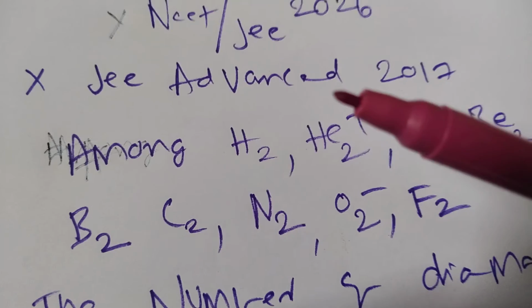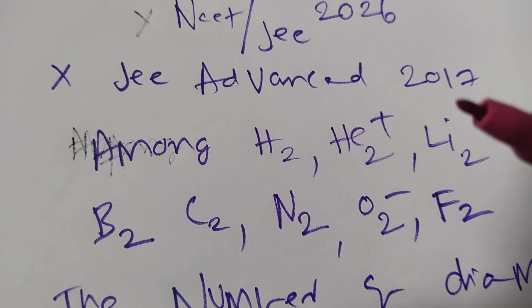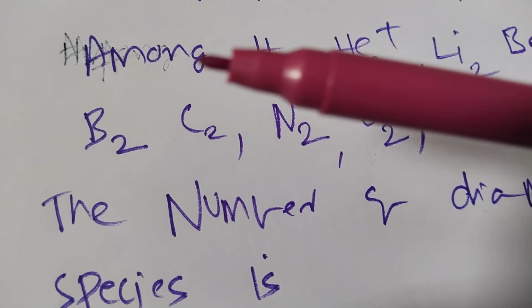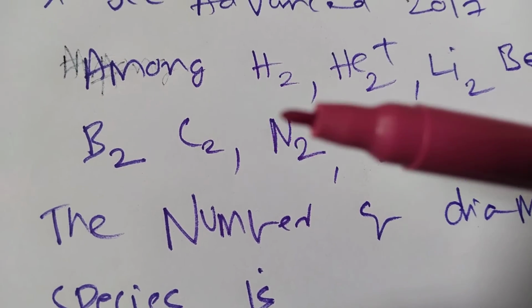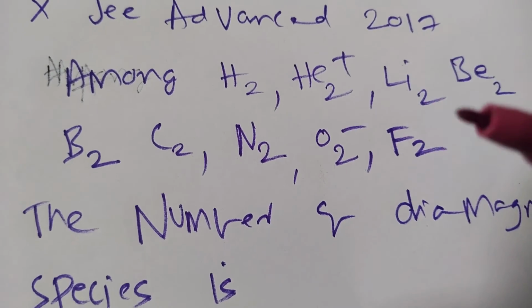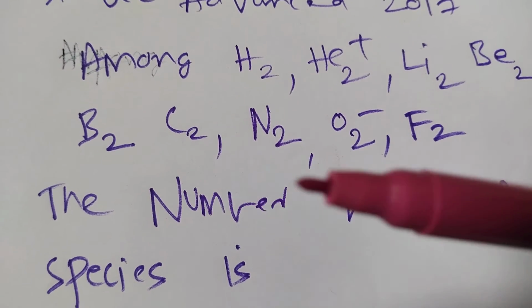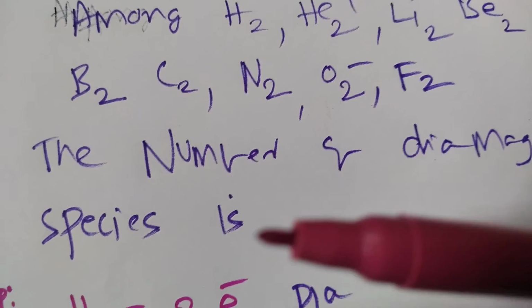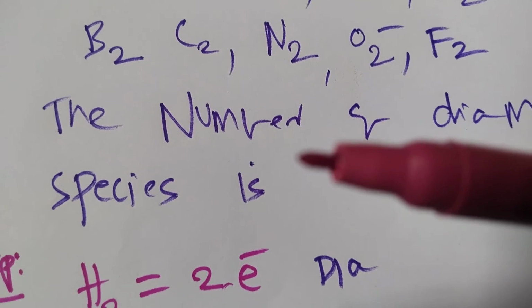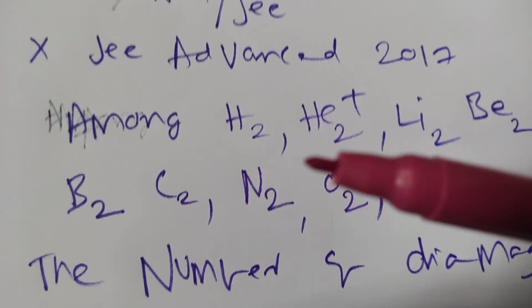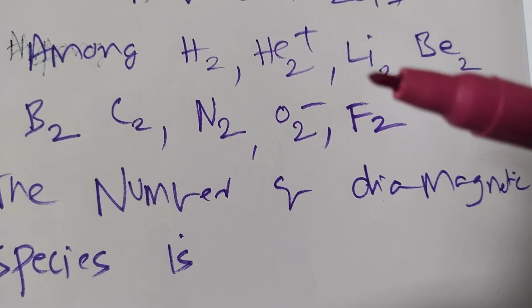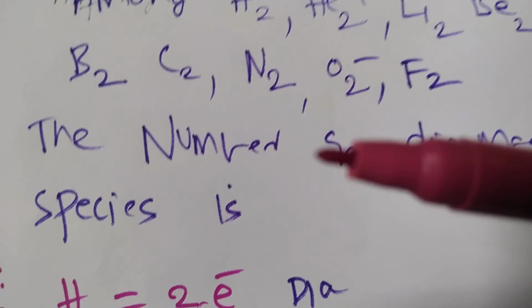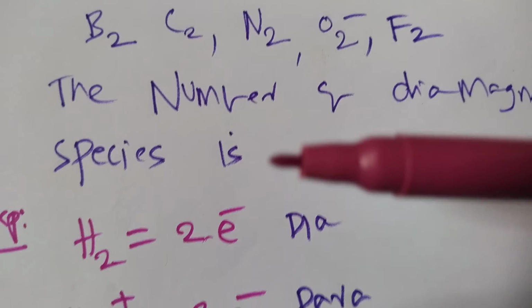This question belongs to JEE Advanced 2017. You see, a very easy question. Among H2, He2 plus, Li2, Be2, B2, C2, N2, O2 minus, F2, the number of diamagnetic species is... Okay, let me repeat once again. Among H2, He2 plus, Li2, Be2, B2, C2, N2, O2 minus, F2, the number of diamagnetic species is.